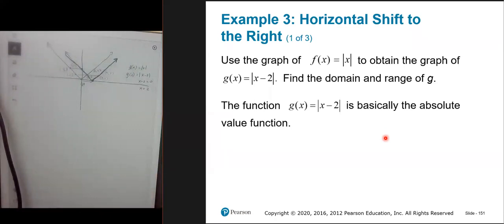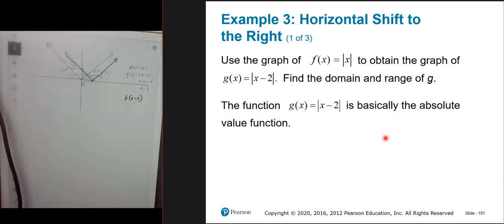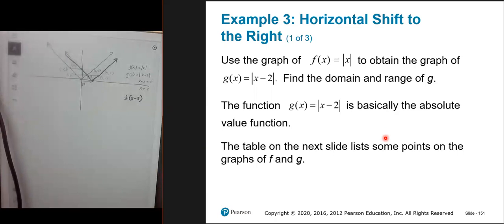So they're saying this is basically the absolute value function. So I'm changing my x in here. So this is the same as f of x minus 2, which is what they're going to say here. Oh, they're not saying it. Okay.